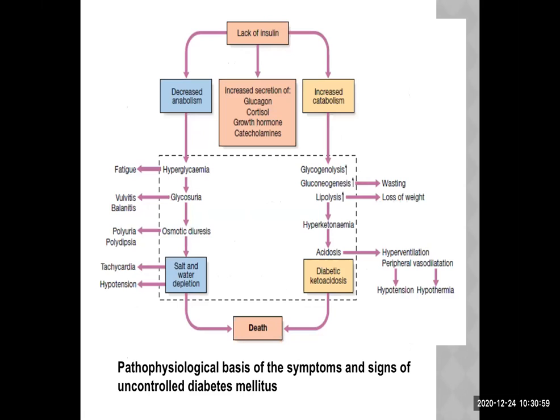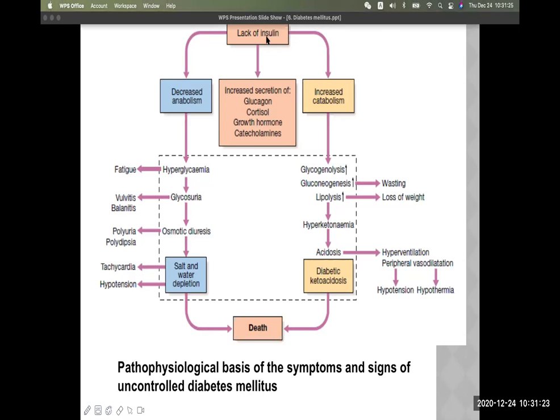Now see this, all of you please focus here. This is an absolutely important slide. I will repeat it later on also, but at this juncture, this is very relevant for us to discuss. This is the pathophysiological basis of the symptoms and signs of uncontrolled diabetes mellitus, especially type 1, but type 2 is also included here. See this, there is a lack of insulin.